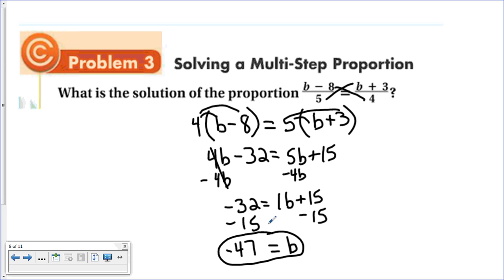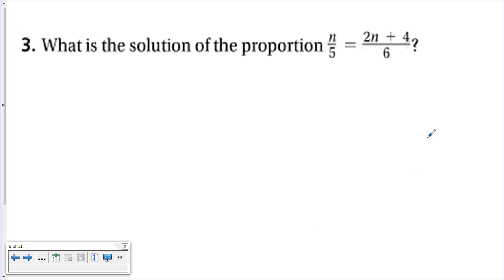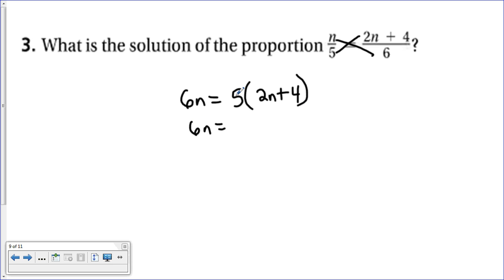Okay. Let's try another one. Again, cross multiply. So we go n times 6, that's relatively easy, that's 6n, equals 5 times the entire numerator up there, 2n plus 4. Distribute, 5 times 2n is 10n, plus 5 times 4 is 20.